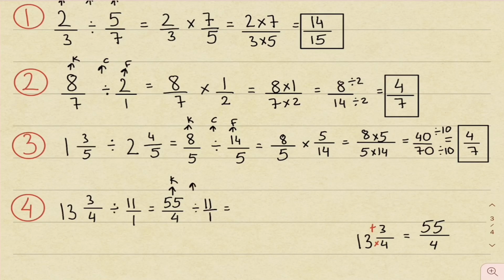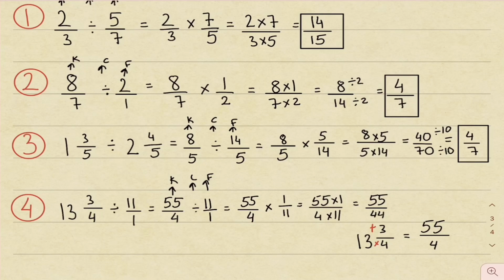I'm going to do keep, change, flip. I'm going to keep 55 over 4 as it is. Change the division into multiplication and flip 11 over 1, which is 1 over 11. And the answer is going to be 55 times 1 over 4 times 11. So 55 times 1 is 55 over 4 times 11 is 44. So the answer is 55 over 44, and we cannot reduce that because we can't find a number that goes into 55 and 44 evenly.